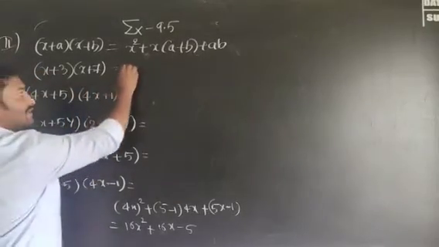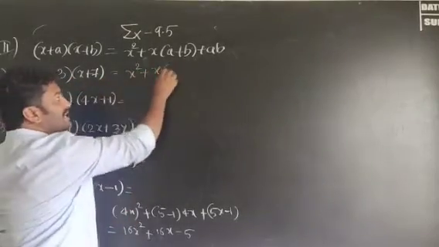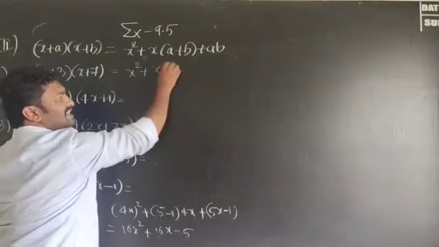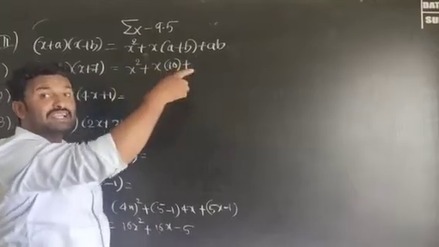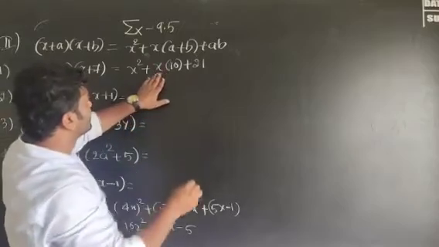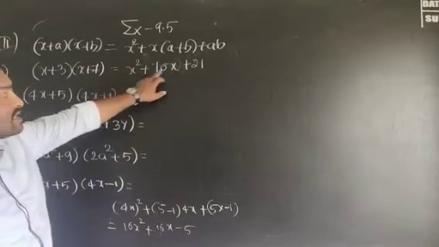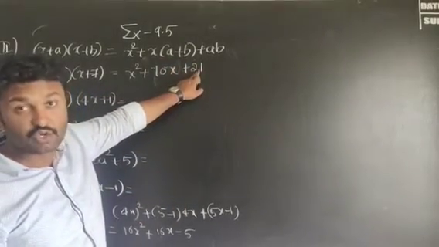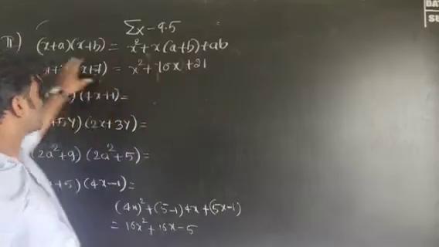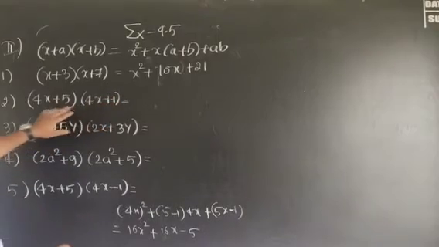Here x value is x only. x square plus x into a plus b, where a is 3 and b is 7. 3 plus 7 is 10, plus a into b, 3 into 7. 3 7s are 21. This can be written as x into 10, 10x. Then the answer is x square plus 10x plus 21. How did we get this 21? 3 7s are 21. Just substitute the a and b values in this one.